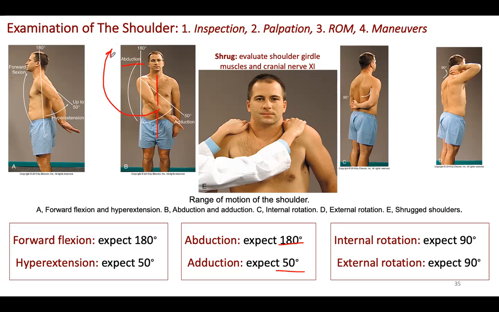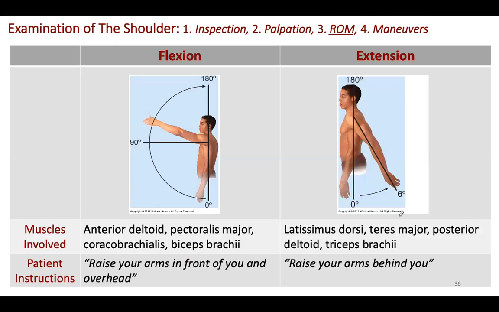Okay, so these are the normal ranges of motion of the shoulder, and you examine the shrugged shoulders because this can denote cranial nerve 11 injury. The cranial nerve 11 will be discussed next week. So these are the ranges of motion.